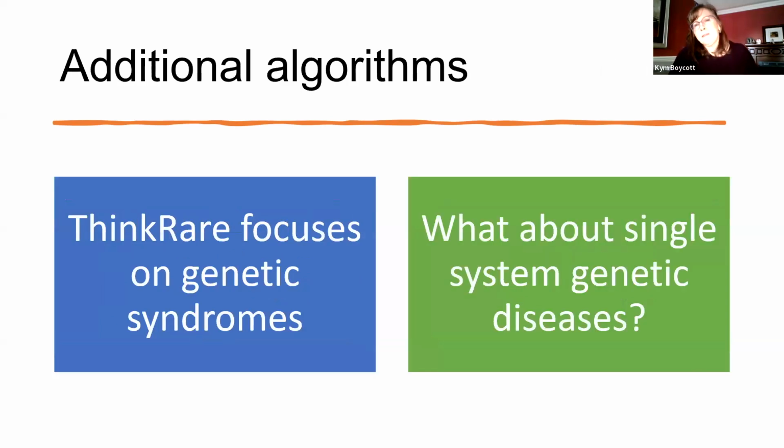And the other thing that I think is very important for people to understand is that ThinkRare right now focuses on complex genetic syndromes. It does not focus on single system diseases. So if you have a renal difference or an eye difference, like a retinal dystrophy, and that's the only thing, you are not being flagged by ThinkRare. If you have an autoimmune disease that's genetic, with a genetic contribution, you are not being flagged by ThinkRare. And so you can imagine there could be other ways to develop similar algorithms to look for patients that have single system disease that may have a significant genetic contribution and would be eligible for genetic testing.